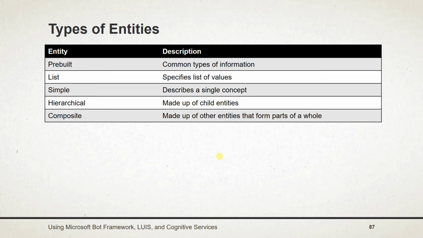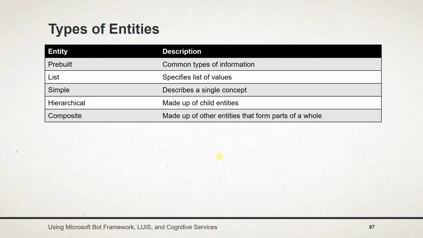A simple entity is a generic entity that describes a single concept. A hierarchical entity defines a category and its members. It is made up of child entities. We can define hierarchical or inheritance relationships between entities. For example, if you are making a movie booking app, then ticket class may be normal, platinum, gold, etc. So we can use a hierarchical entity.